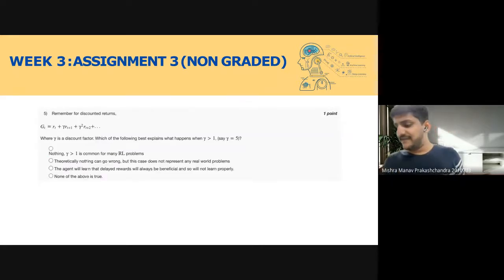Lastly, for discounted returns, we have this quantity. Which of the following best explains what happens when gamma is greater than 1? Theoretically, nothing can go wrong, but this case does not represent any real world problems. So this is incorrect. First option is nothing. Gamma greater than 1 is common for many RL problems. No, it's not very common. The agent will learn that delayed rewards will always be beneficial and so will not learn properly. This is the correct answer.